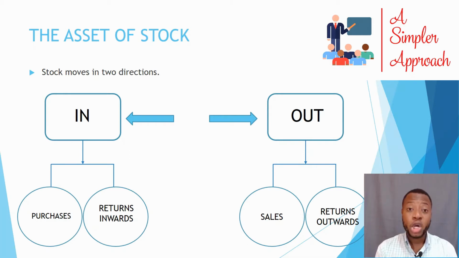Now I need you to remember this because this will be critical to the process of breaking down your transactions and determining which of the four you use. Once again, if it's coming in, purchases or returns inwards. If it's going out, sales or returns outwards.